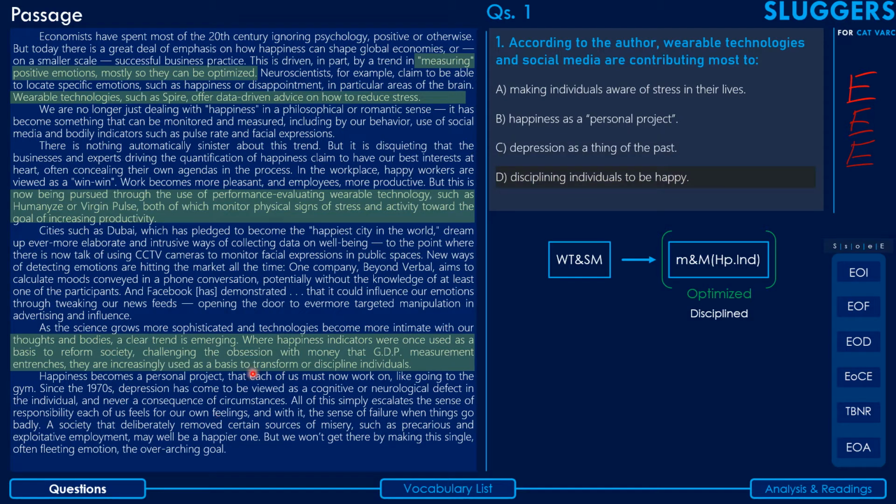Finally, the last option, which says that wearable technologies and social media are contributing most to disciplining individuals to be happy. This is absolutely true, because this option does match with what the passage says, which we have derived here, that wearable technologies and social media do contribute to directly optimizing, measuring and monitoring happiness indicators, which in turn help optimize for productivity by forcing people or disciplining individuals to be happy, right? So that's correct. That's the reason why this option will be correct, and we'll go for this. Okay. All right. So we're done with the first question. Let's move on to the next one.